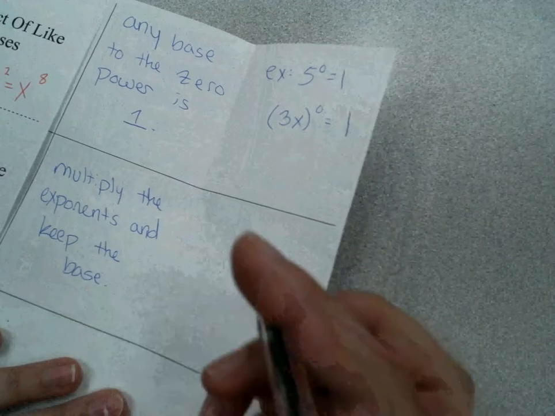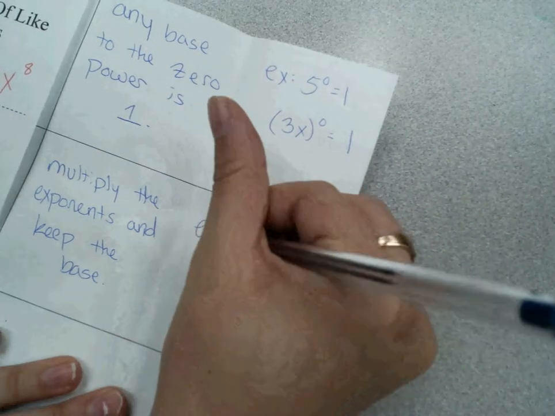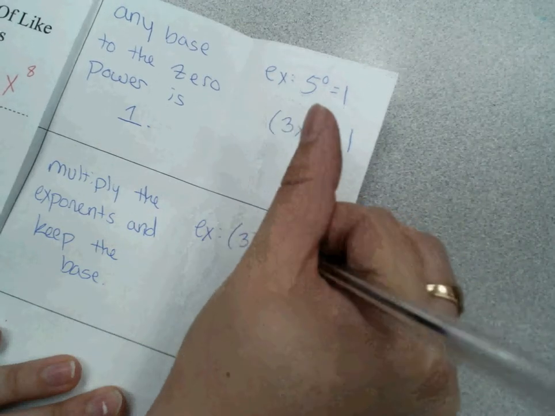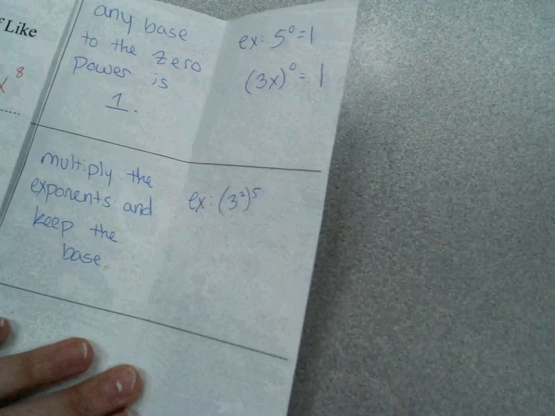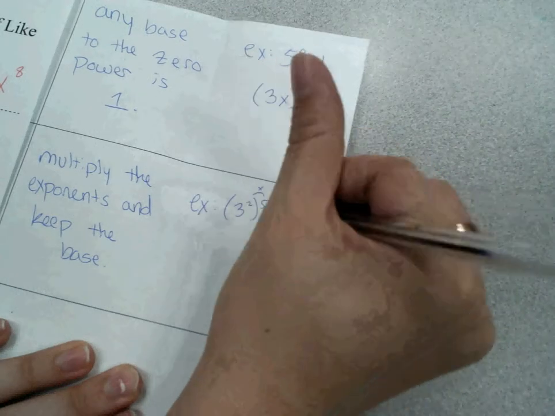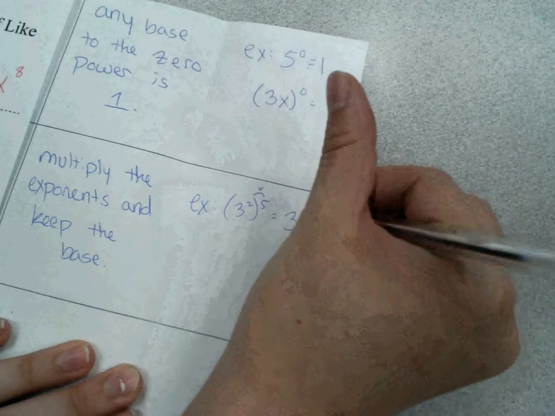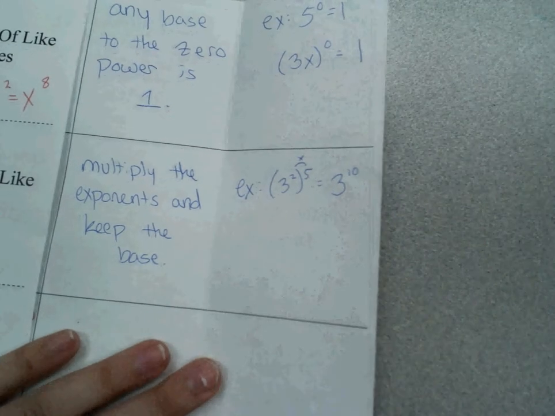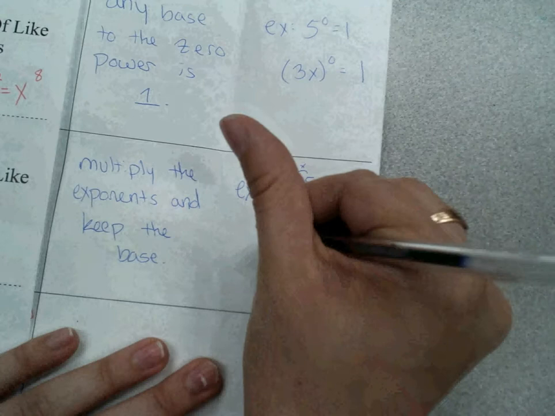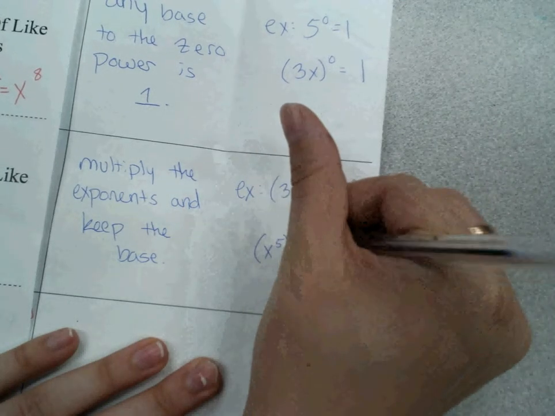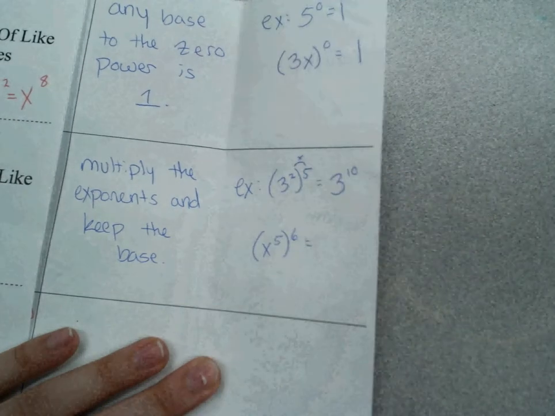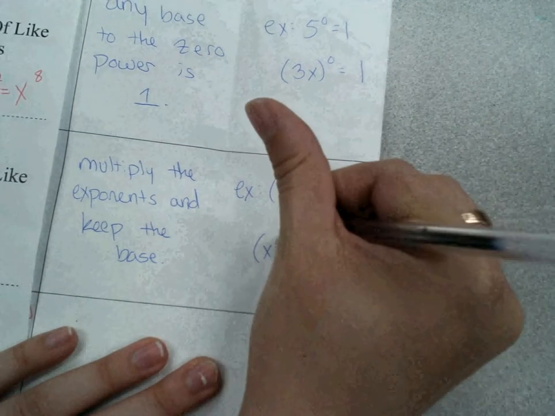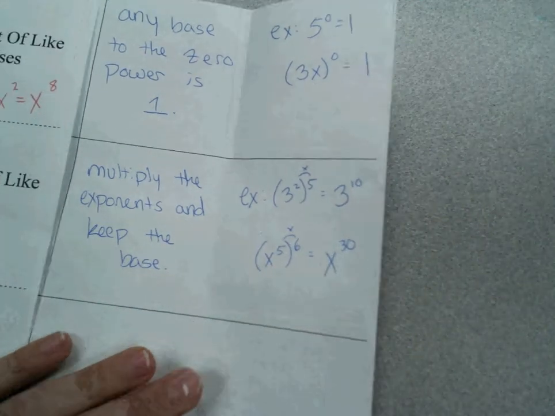So for example, if we have something like 3 squared in parentheses, all to the 5th power, we just want to multiply these two. So we end up getting 5 times 2 is 10, 3 to the 10th power. So another example, what about x to the 5th to the 6th power? What do we get here? We end up getting x to the 30th. Just multiply 5 times 6 to give us 30.